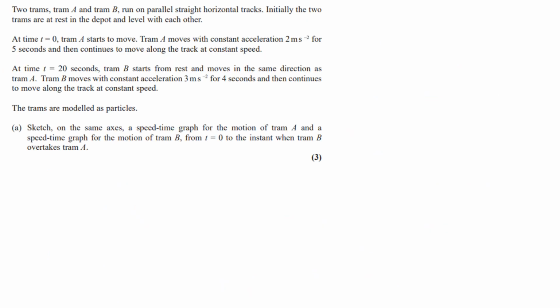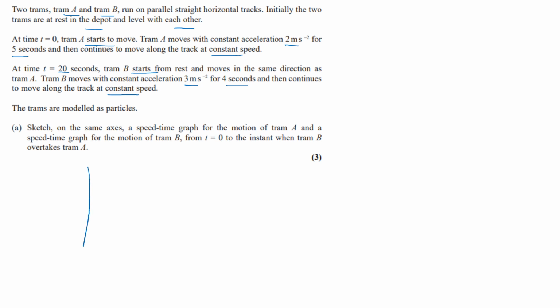Here's another mechanics question, and this one is from the other end of the course because we've got constant acceleration now. We're going to be asked to draw a speed-time graph. We have two trams there, initially at rest in the depot, and they're level with each other. At time t equals 0, A starts to move. It moves with a constant acceleration for the first 5 seconds and then goes at a constant speed. At t equals 20 is when B starts to move, going in the same direction. B has constant acceleration of 3 for 4 seconds and then B moves at a constant speed. And we're asked to sketch all this on a speed-time graph.